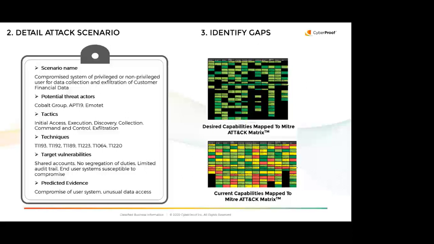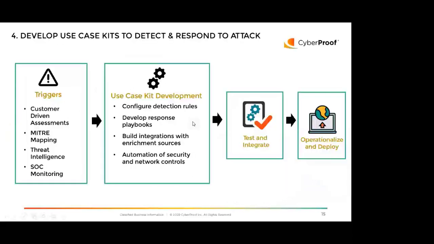Once we've done all of that work, we now can derive the desired state. And that's the place where the organization needs to be in order to mitigate that particular scenario, and map that again to the capabilities matrix that we developed earlier in the capabilities baselining. And from there, we can create our gap analysis to say, here are the use cases that need to be developed in order to bring you to that desired state. In the next slide, we have an example of the process we go through.